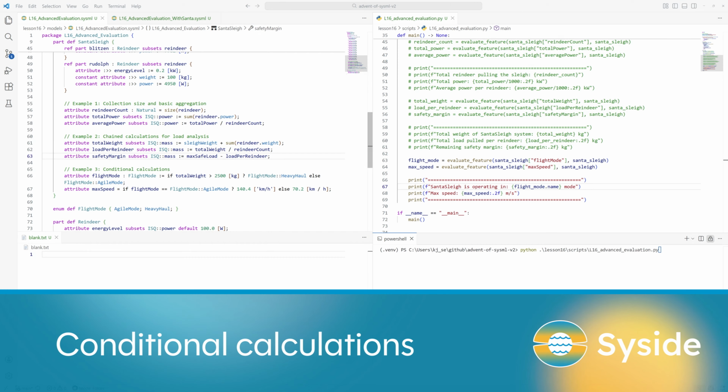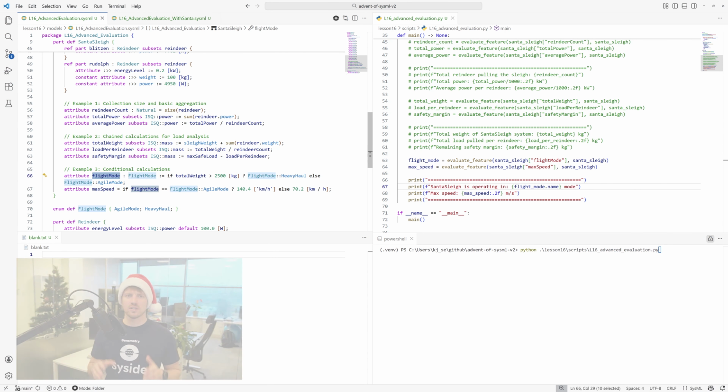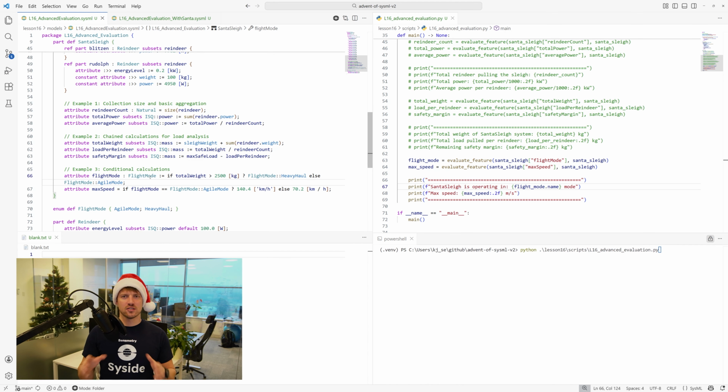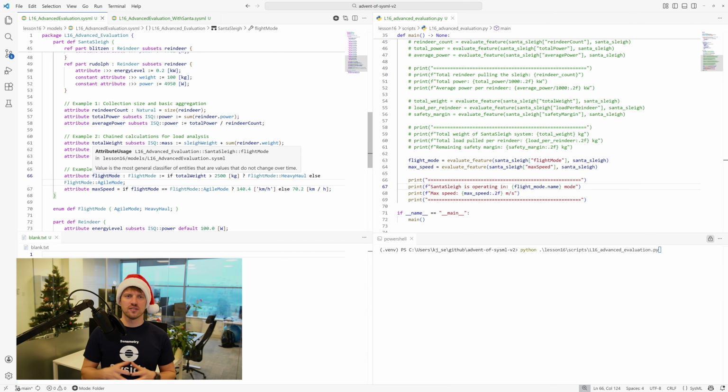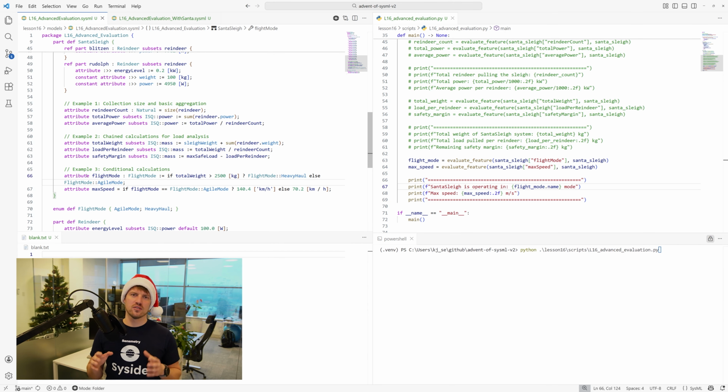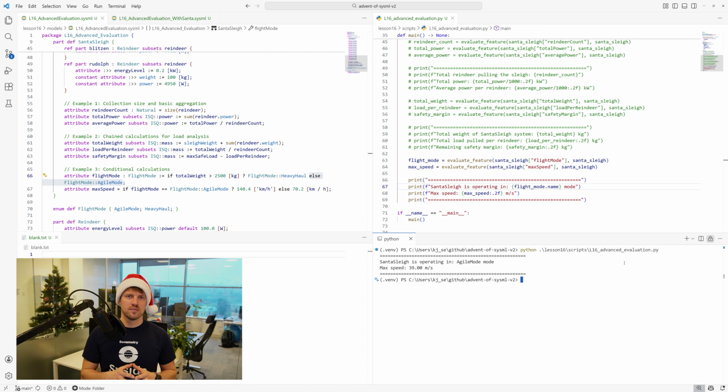The third example shows conditional logic where values change based on system state. Note, we are yet to learn SysML state machines, so we are modeling the flight mode as an attribute for now. Flight mode value depends on total weight from our previous example. If total weight exceeds 2500 kg, the sleigh switches to heavy haul mode, otherwise it operates in agile mode. Since our total weight is 2490 kilograms, we are under the threshold, so the sleigh operates in agile mode.